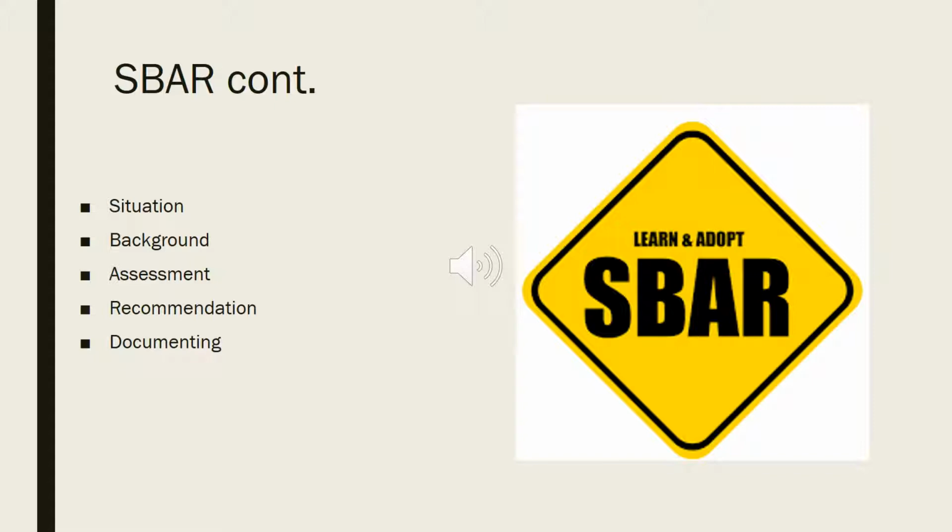Under the recommendation phase, it is included what the person giving the report would recommend going forward, such as treatment plan, medication changes, IVs, or further diagnostic tests needed.